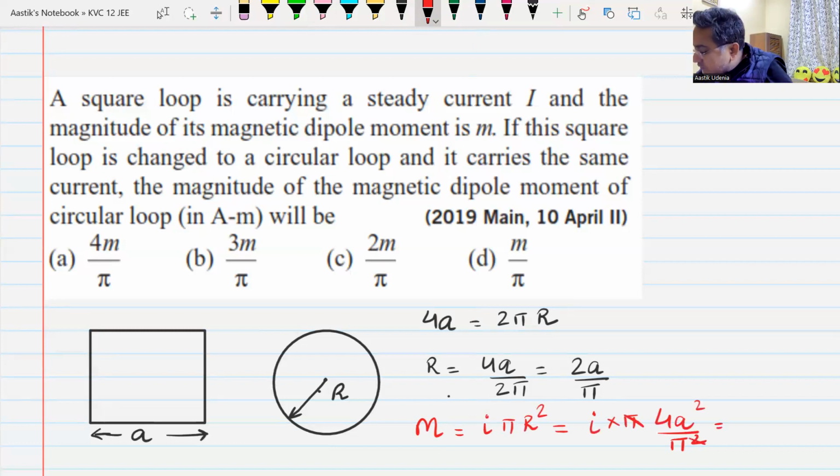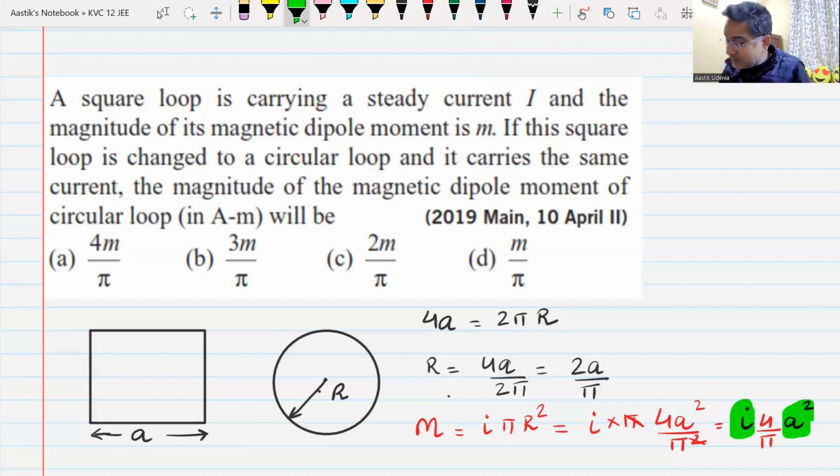So it becomes I into 4 by pi into A square. Yes or no? Yes, sir. Now, if I see this I and if I see this A square, I into A square is the magnetic moment of this loop M. Yes or no?